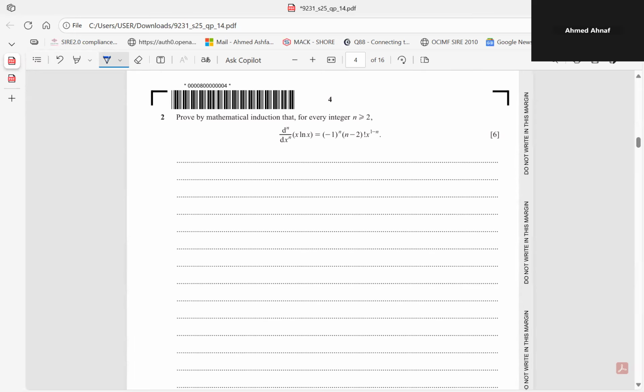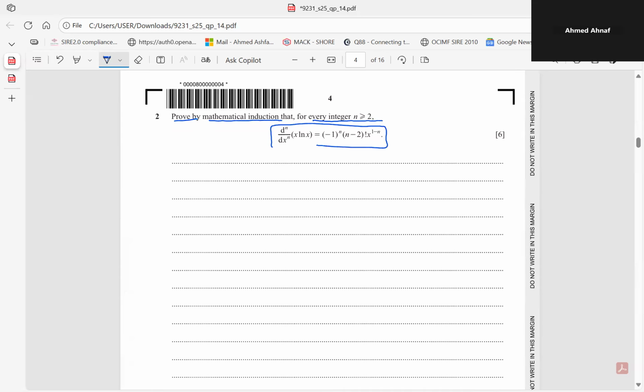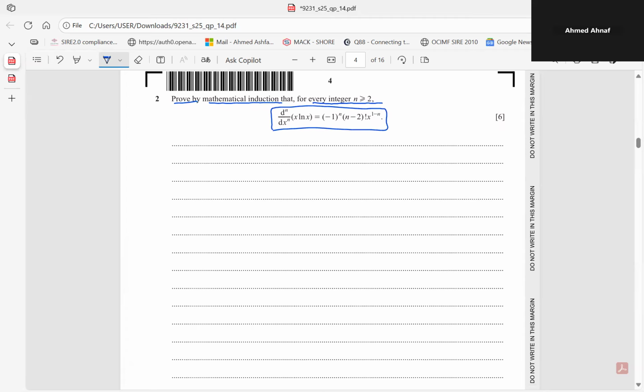Okay, so now we're supposed to prove by mathematical induction that for every integer n more than or equal to 2, not more than or equal to 1, as we're used to, we're supposed to prove this result. Okay, so for proof by induction, the general process is you start by proving the initial case. So in this case, we have to first let n go to 2.